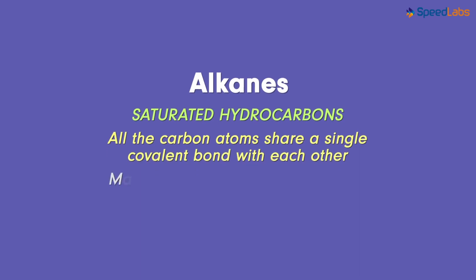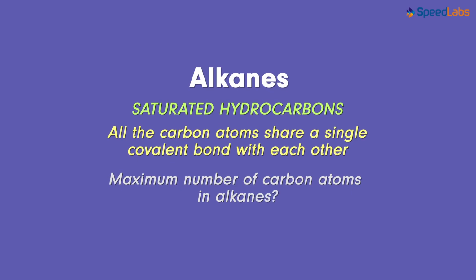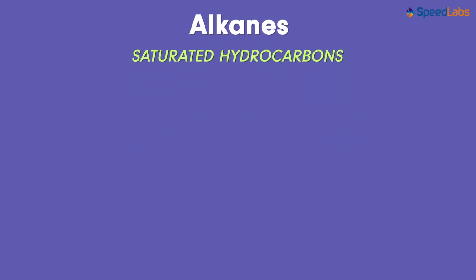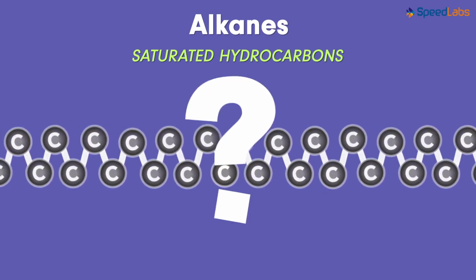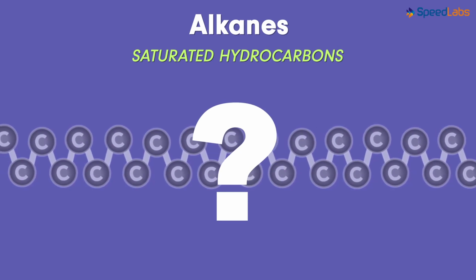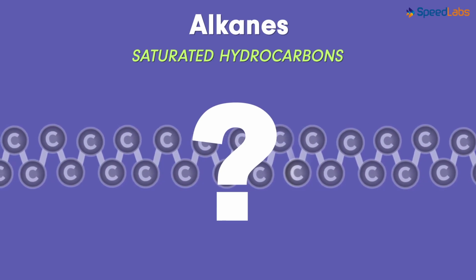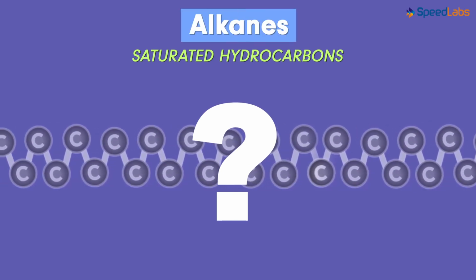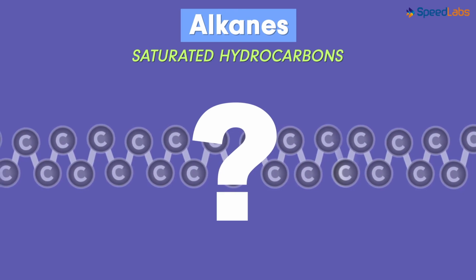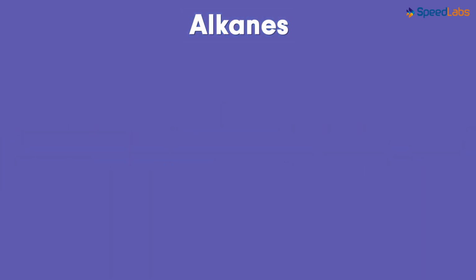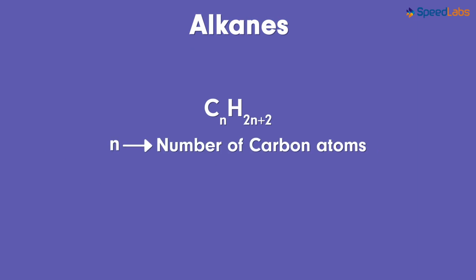Now, can you tell me the maximum number of carbon atoms that can be present in alkanes? Well, we cannot estimate it because the carbon chains can be too long to count. So how do we study the higher alkanes? I mean the alkanes which have a very high number of carbon atoms. Well, in order to study the alkanes collectively, we have a formula to represent them. The formula for alkanes is CnH2n+2. In this, n will be the number of carbon atoms.